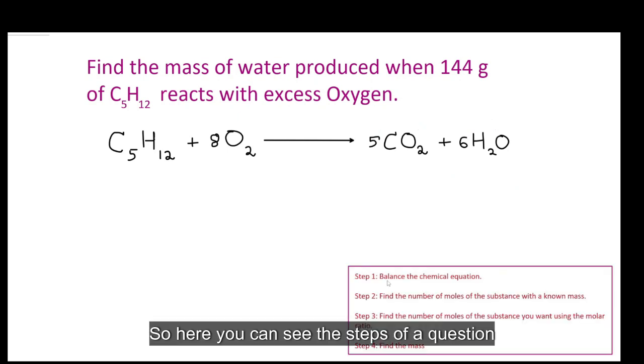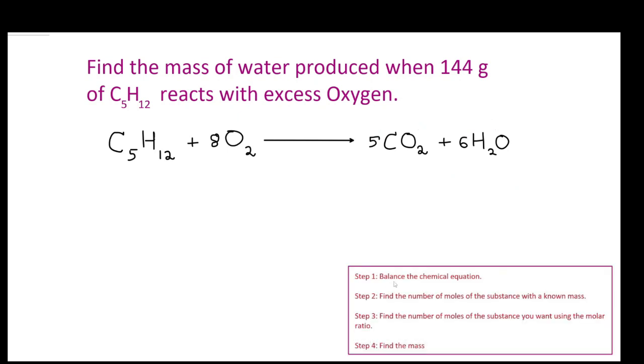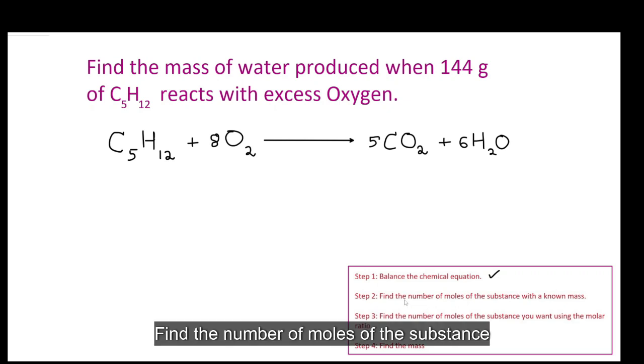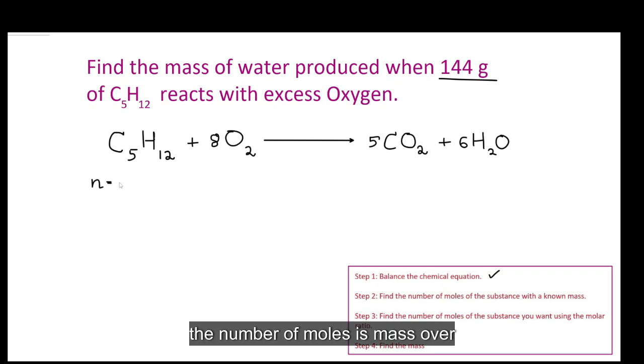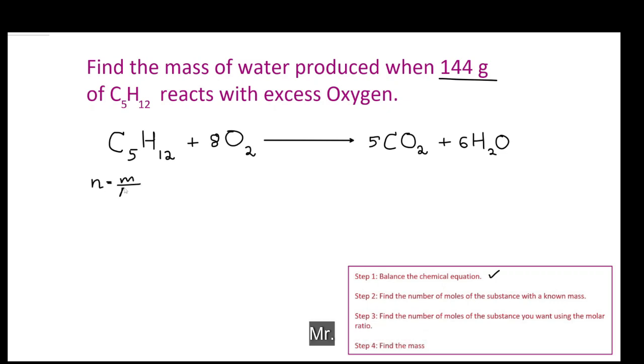So here you can see the steps of a question like that. Step 1: balance the chemical equation, we just did that. Step 2: find the number of moles of the substance with a known mass. Now we know 144 grams of C5H12. Okay, so the number of moles is mass over Mr.